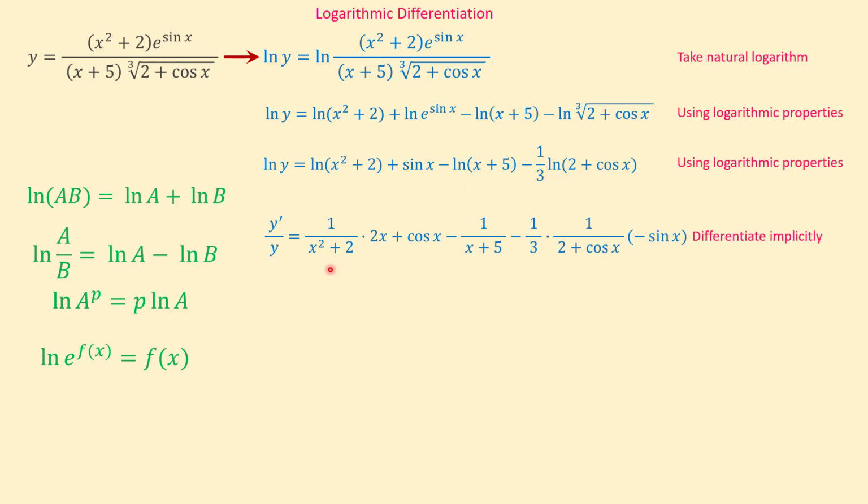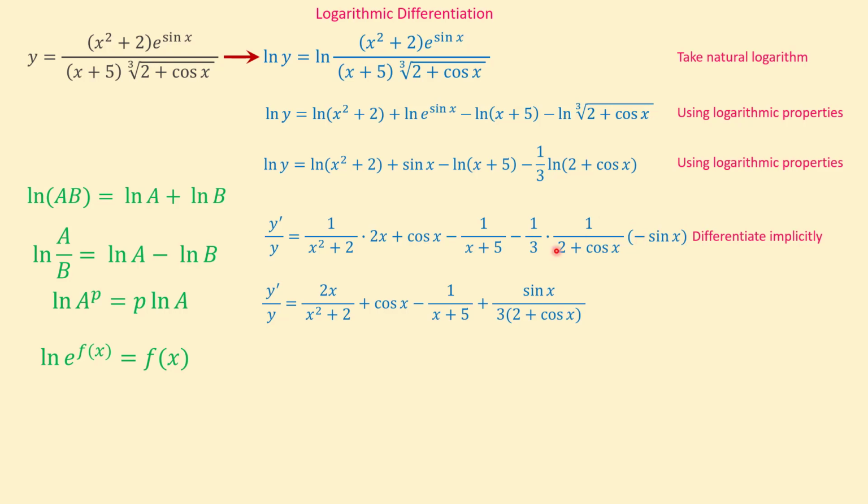Now, if we simplify this expression, we can rewrite it as 2x over (x² + 2). Note that 2x times 1 is 2x. 2x over (x² + 2) plus cosine of x minus 1 over (x + 5).